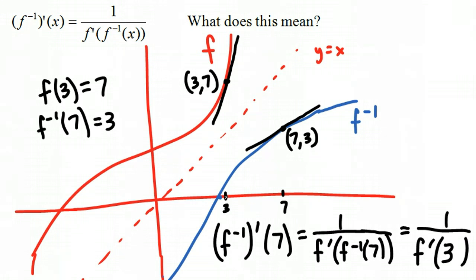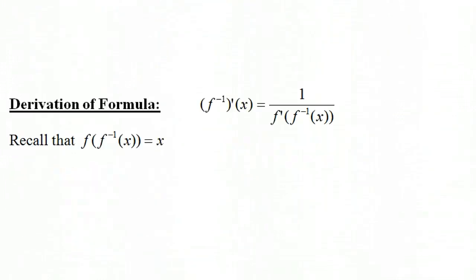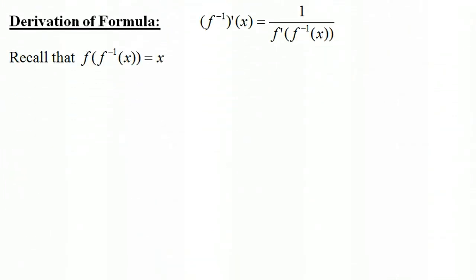They have different x coordinates. One is 3 and one is 7. But the slopes of these lines are reciprocals of each other. Now, where does this formula come from? How do we derive this formula?